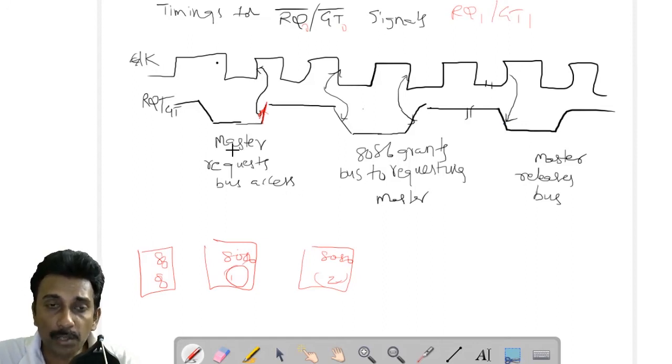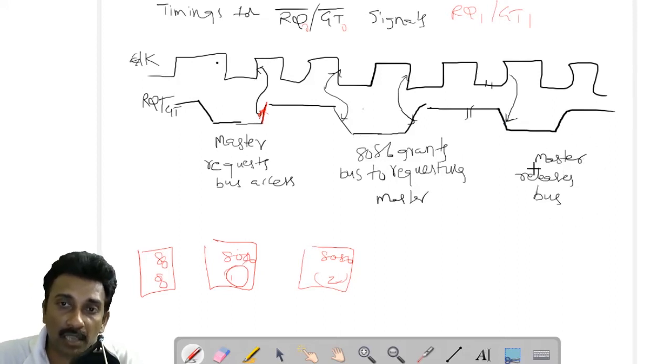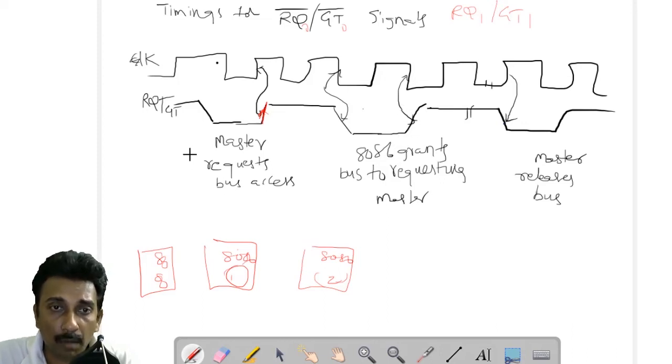That means that 8086 detects the pulse of the request from the other processor or from the other peripheral devices. Then 8086 in turn generates a grant pulse. After the granting pulse, the system bus will be handed over to the other peripheral devices or other masters. Whenever the other processor's work is completed, it regains the system bus, and the system bus will be handed back to the original processor.